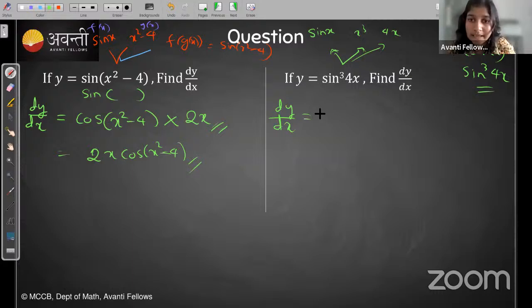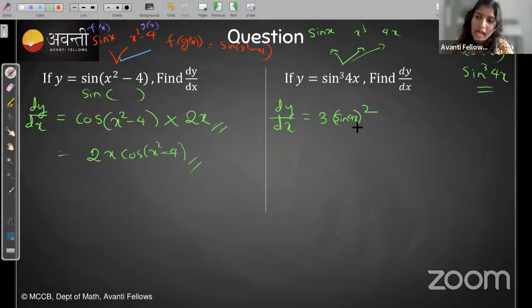Differentiation of x cube is 3x square, right? It's going to be 3 into x whole square. In the place of x, what do we have? We have sin 4x. So in the place of x, I write sin 4x.